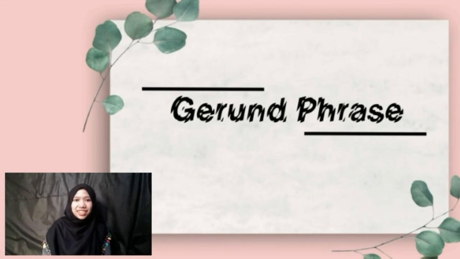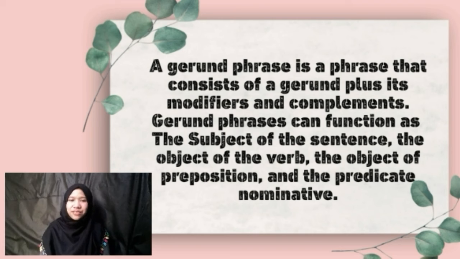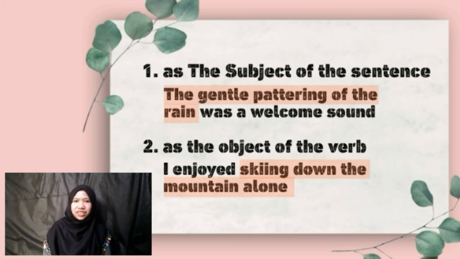The last material is gerund phrase. In this section, we are gonna talk about definition of gerund phrase and function of gerund phrase. A gerund phrase is a phrase that consists of a gerund plus its modifier and complements. Gerund phrases can function as the subject of the sentence, the object of the verb, the object of preposition, and the predicate nominative. Example of gerund phrase.